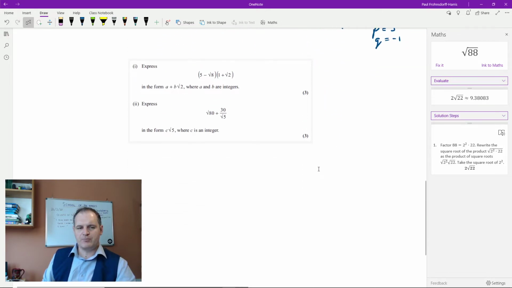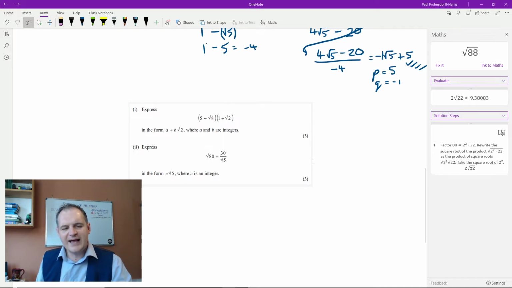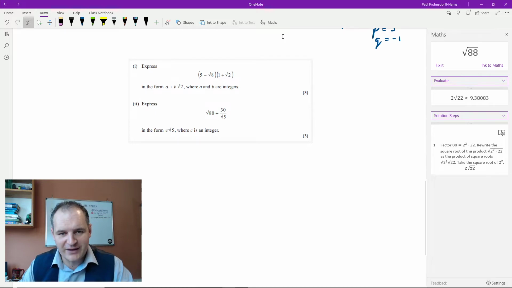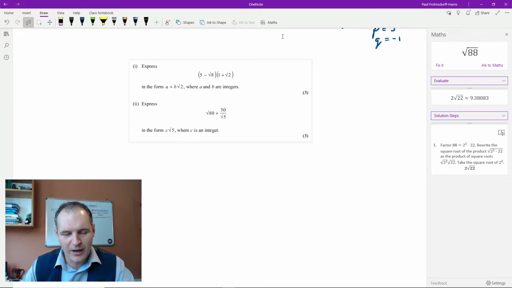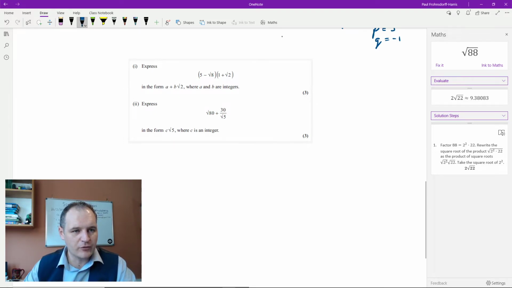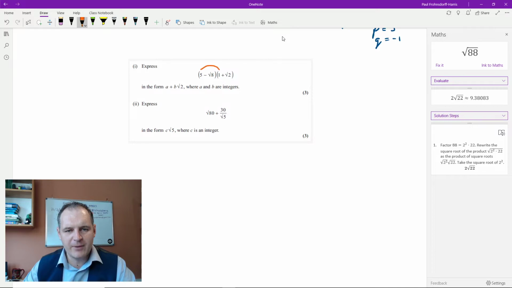Okay, so it says express this in the form A. Sorry, I didn't do my reading exam question voice. Express brackets 5 minus root 8 close brackets open brackets 1 plus root 2 close brackets in the form A plus B root 2 where A and B are integers. Basically, multiply out the brackets. What colour am I in the mood for right now? Let's have some orange. So, we're going to multiply that by that.